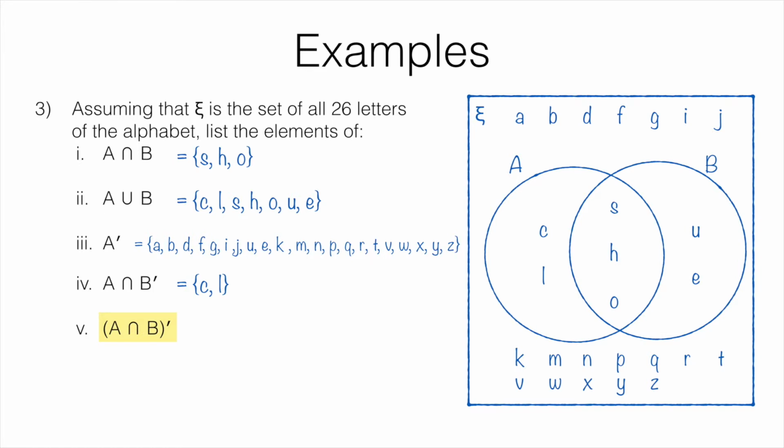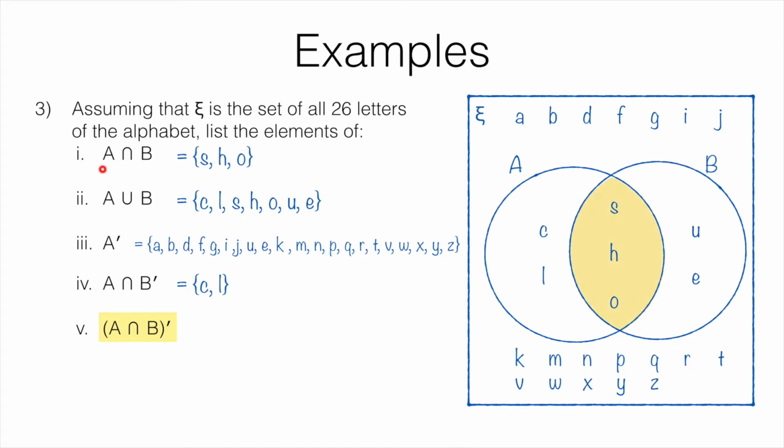In part 5, we are looking for the complement of the intersection of A and B. Remember, this is A intersection B, and because I've got this dash here, that's telling me I want the complement of this. Or, in other words, I'm looking for all of the elements that are not in the intersection of A and B. Now let's just go back a second. We've already worked out what the intersection of A and B is. A intersection B is simply the set containing S, H, and O. And that is highlighted right here.